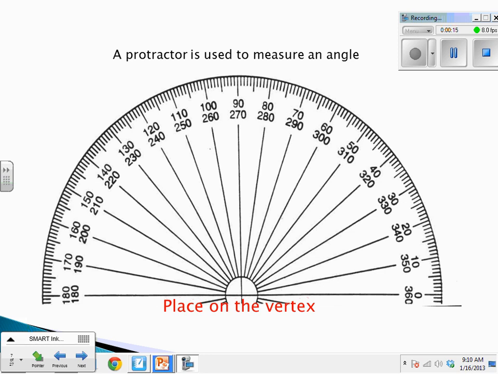What else can you use this protractor to draw besides an arc? And what else can you use it to draw? A circle. You can use a protractor to draw a circle.